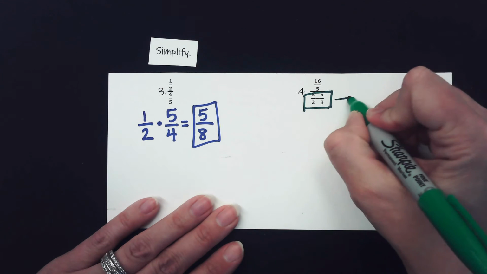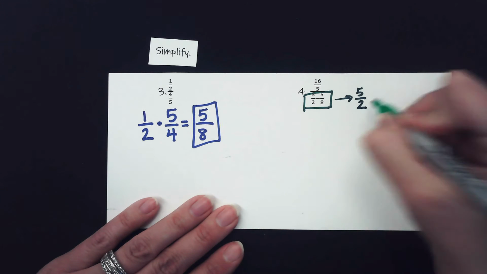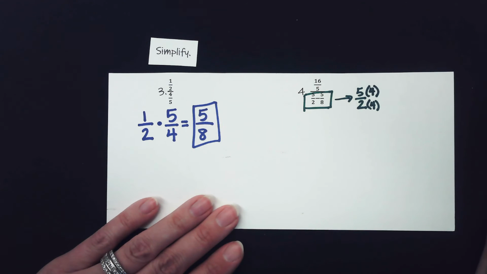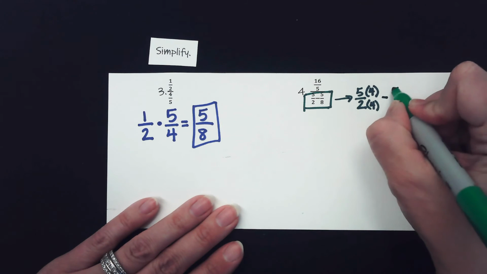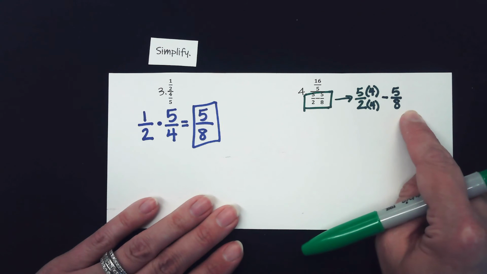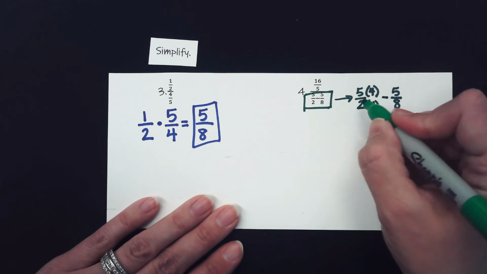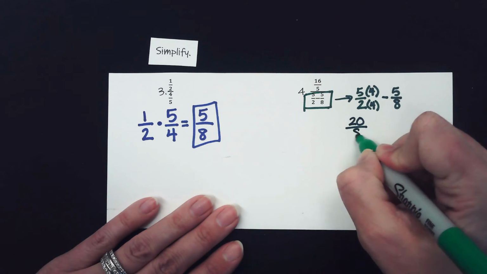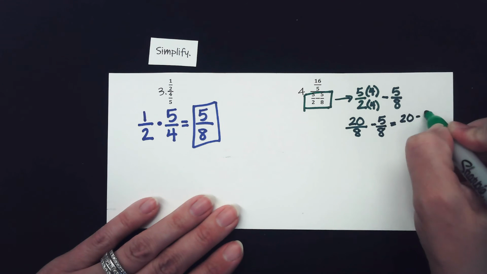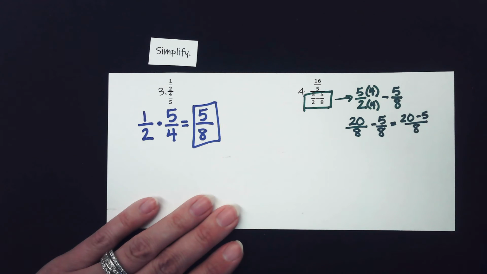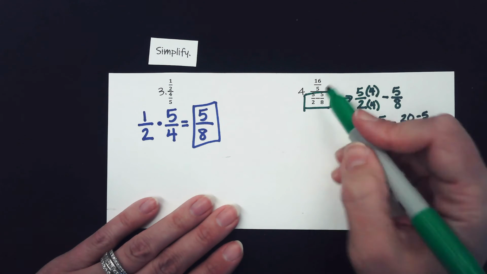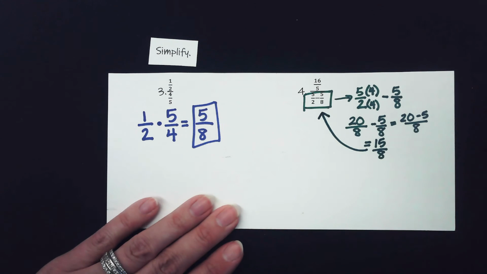So I have the fraction 5 halves, but I want that 2 to be an 8. So I'm going to multiply it by 4, and I have to multiply the numerator by 4. And then I'm still going to have the minus 5 over 8, which I don't have to multiply by anything because the denominator is already 8. Okay? So if I do this, I get 20 over 8 minus 5 over 8, which is 20 minus 5 over 8, which simplifies to 15 over 8. Okay? So that's actually my denominator.